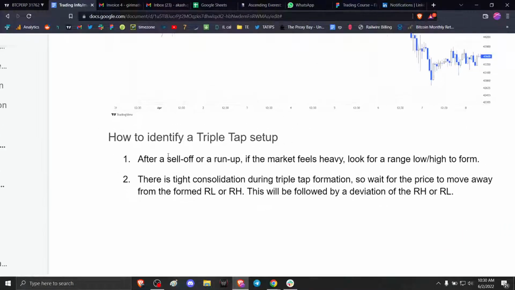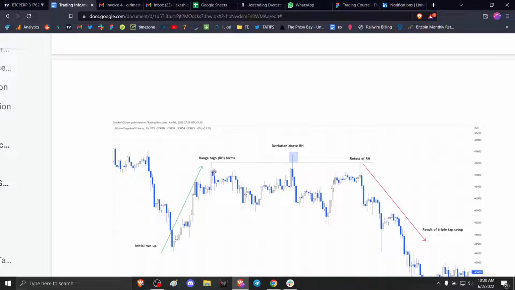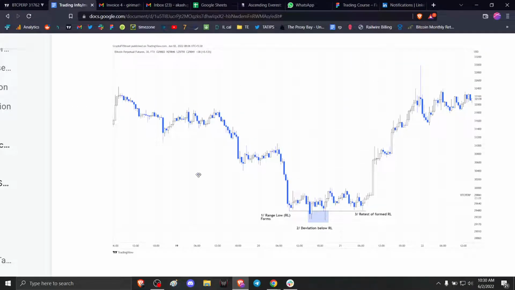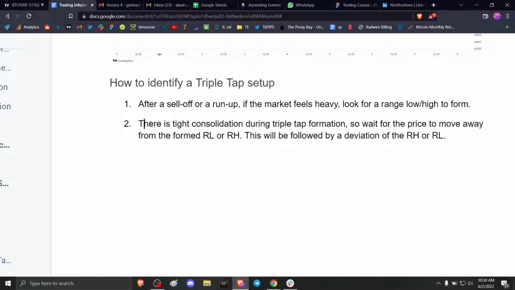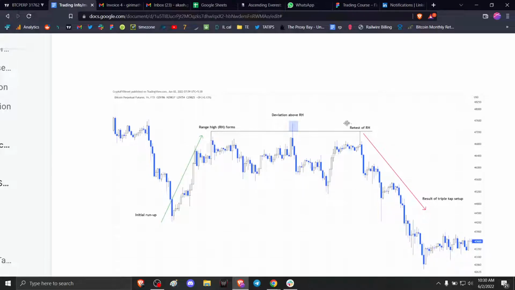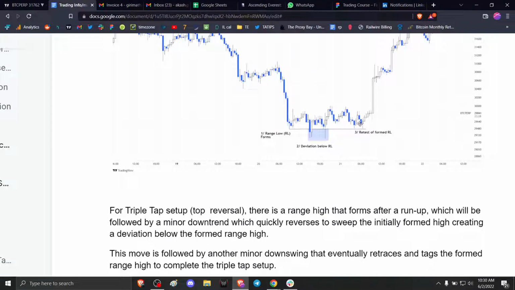So you usually have a triple tap setup after a sell-off or a run-up. In this case, it's a run-up, and in this case, it's a sell-off, right? And there's a tight consolidation during a triple tap formation, right? So when there is an actual formation of a triple tap setup, there is tight consolidation, as you can see here. Even here, there was a very tight consolidation, right?